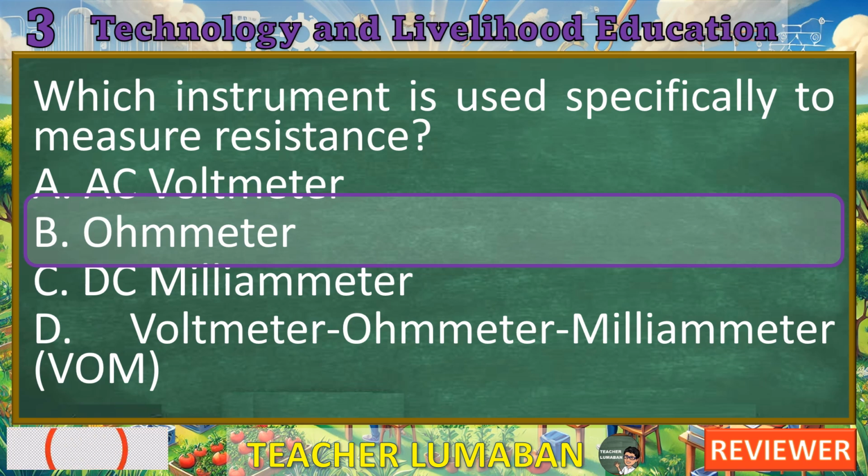D. Volt ohm milliammeter, VOM, while a VOM, multimeter, can measure resistance, it is not specifically dedicated to resistance measurement alone, as it also measures voltage and current. The ohmmeter is specifically intended for measuring resistance.